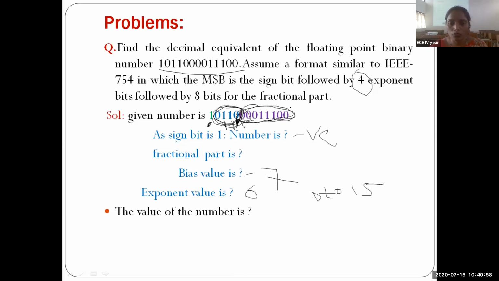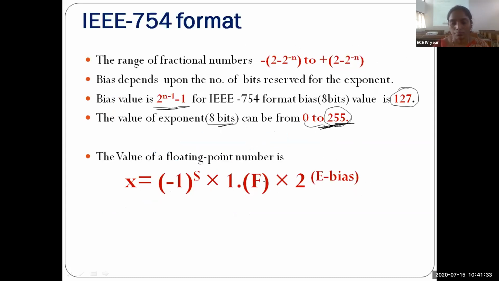Tell me what is the fractional value quickly. See, 0 into 2 power minus 1, 0 into 2 power minus 2, 2 power minus 3, so no need to consider this one. 1 into 2 power minus 4 plus 1 into 2 power minus 5 plus 1 into 2 power minus 6. Is it or not? So your value is 2 power minus 4 plus 2 power minus 5 plus 2 power minus 6, right? Now substitute this value in the previous formula. Then you can get the x value, right?